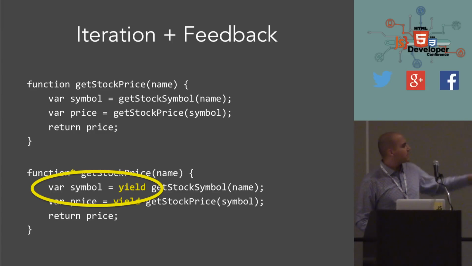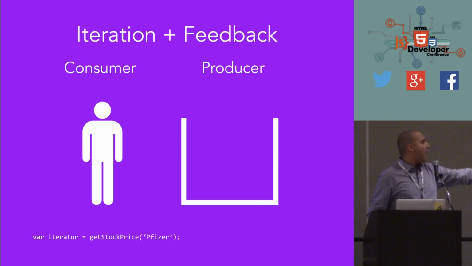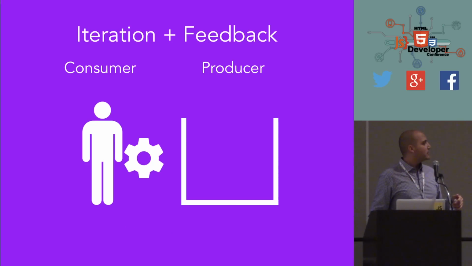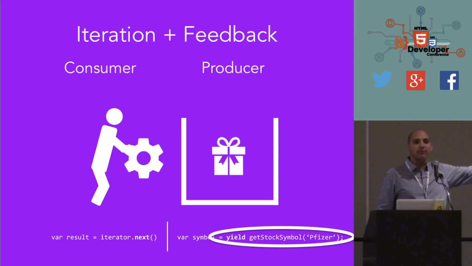So you can see here, yield. Yield isn't a statement like return. It looks like a return, but it's not. It's actually an expression. And I'm going to show you how that works in just a second. So you can get a value out of yield. How does that work? Well, here's how iteration plus feedback works. Same thing as before. We call our function getStockPrice, and we get out an iterator. Now we ask for the next value from that iterator, and now we stop at that yield point over there.